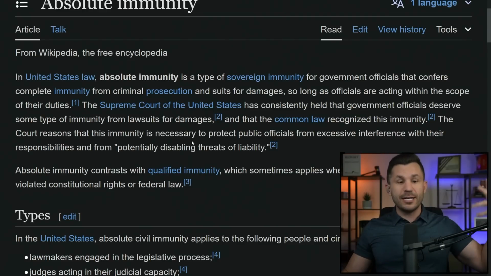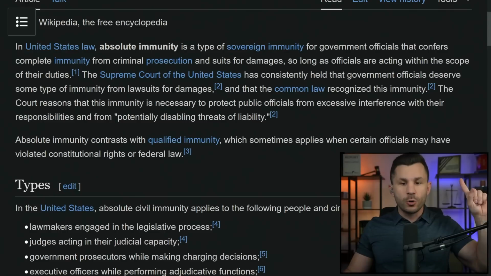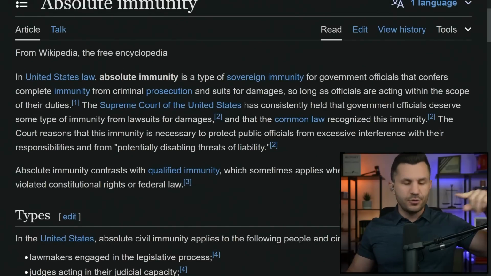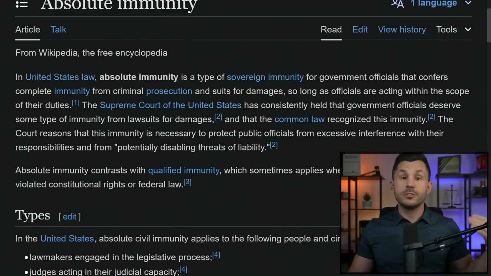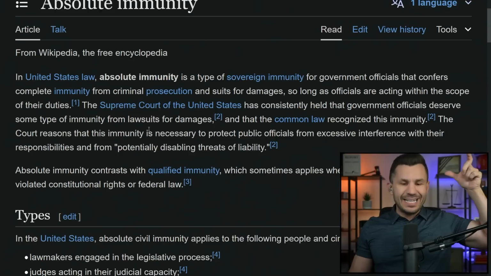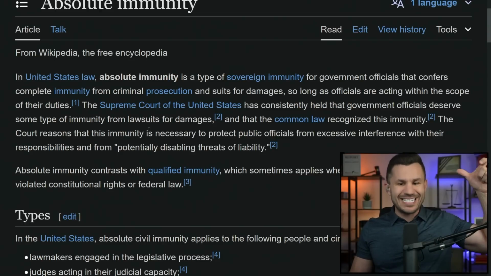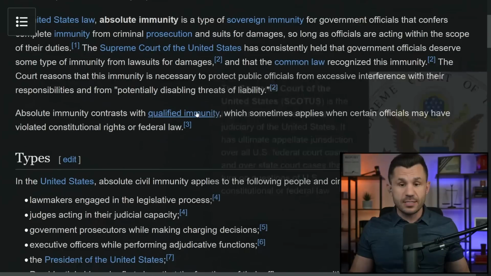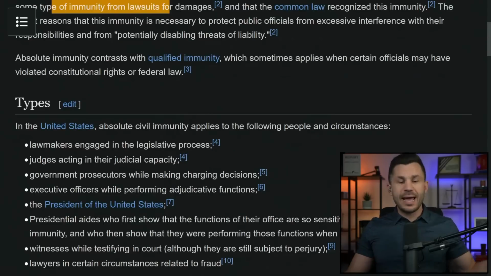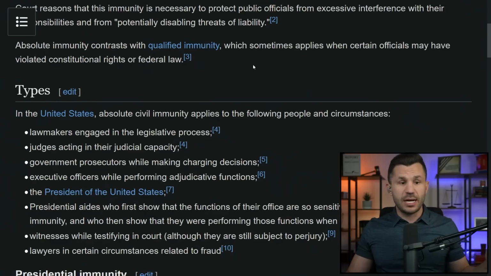It is creating immunity from criminal prosecution so long as officials are acting within the scope of their duties, okay? Using SEAL Team 6 to wipe out Congress is not within the scope of your official duties, unless arguably you made the case that it was. Maybe they were all infiltrated by communists or something. Make your case. But the point is, it exists. Absolute immunity exists. It says the Supreme Court has consistently held that government officials deserve some type of immunity from lawsuits, and absolute immunity is different than qualified immunity, which sometimes applies to other officials.